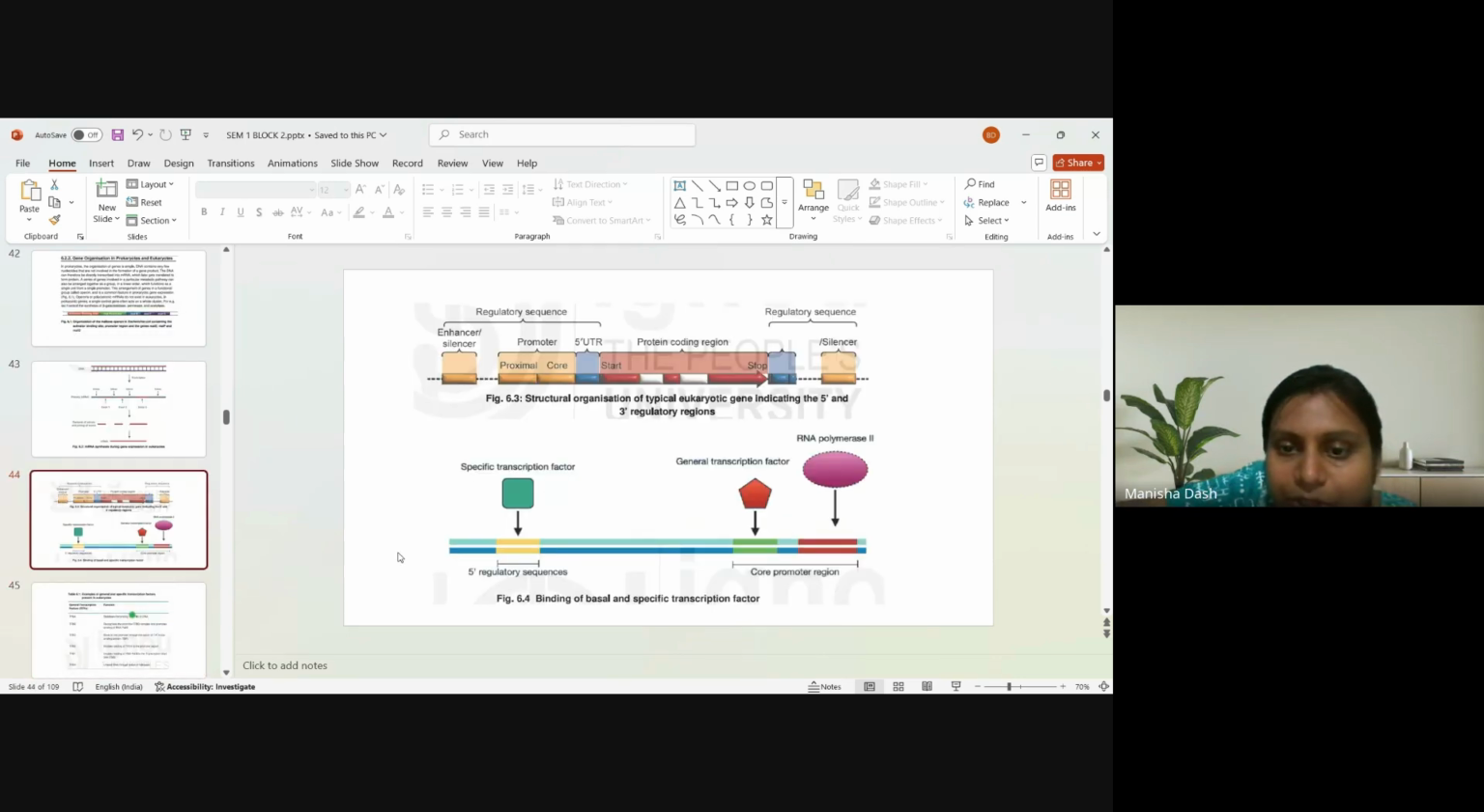So this is the structural organization of a typical eukaryotic gene. It has a lot more information, so I request all of you to go through your material: what are the components of the 5' UTR, what is a promoter, what is an enhancer, a silencer. These things are written in detail, so you go through that. If you face any problem or difficulty, you can ask me.